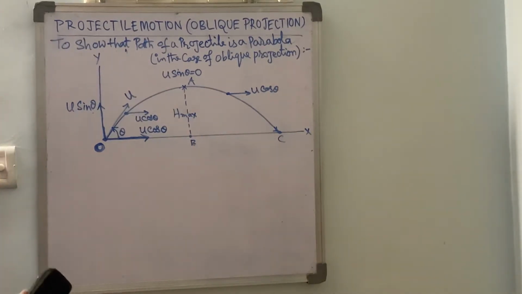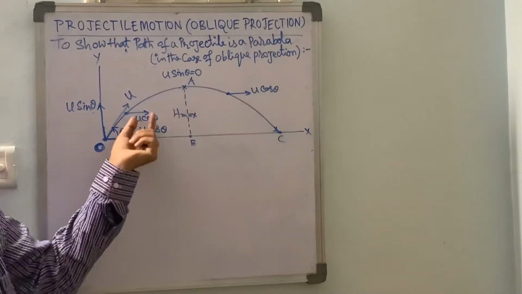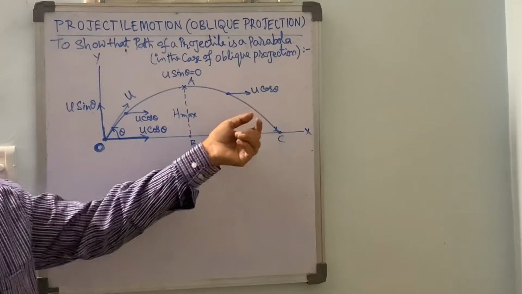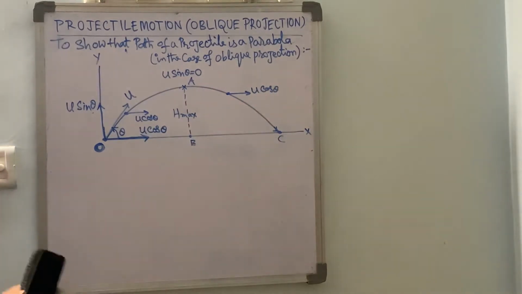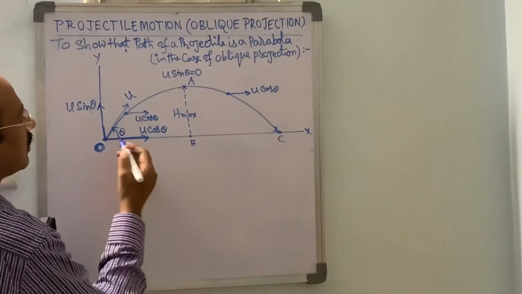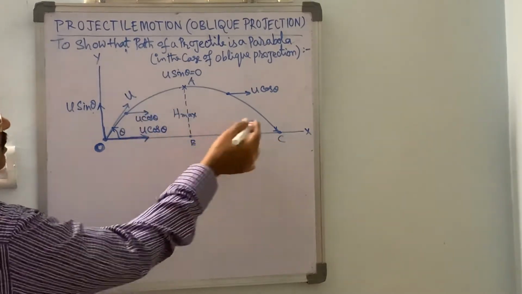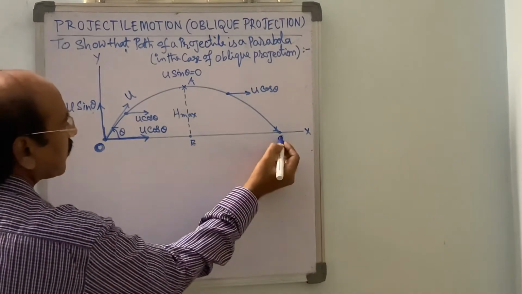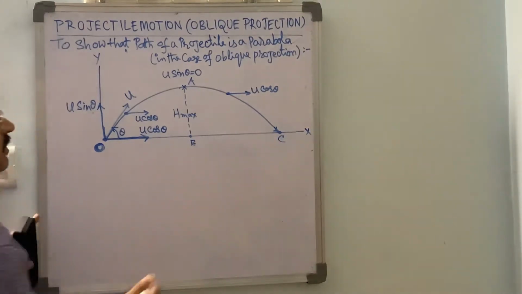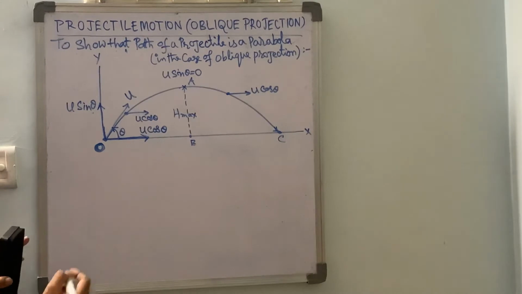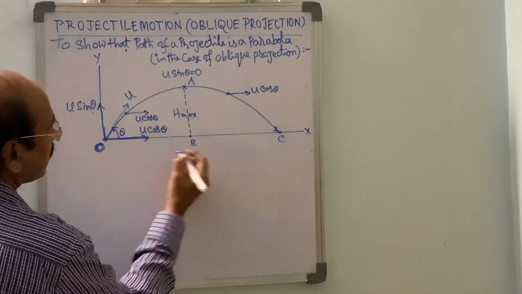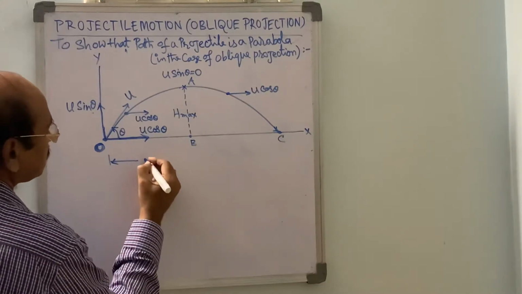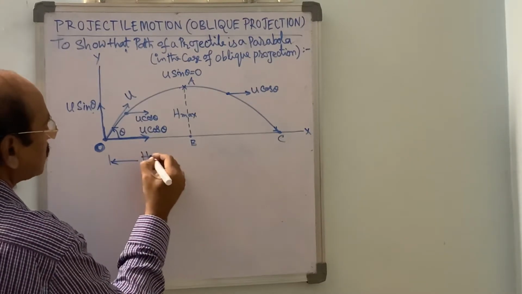And the horizontal component u cos theta, throughout its journey at any point in its path, remains the same, u cos theta. So due to u cos theta, it moves in the forward direction with constant velocity u cos theta, and finally it touches the ground at point C. So the horizontal distance travelled is known as range or horizontal distance.